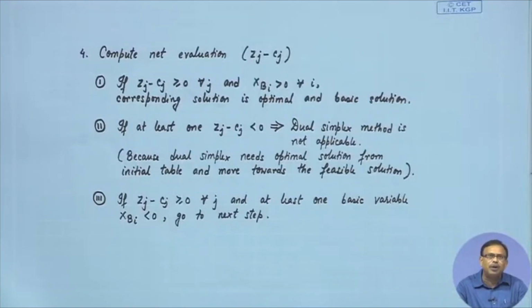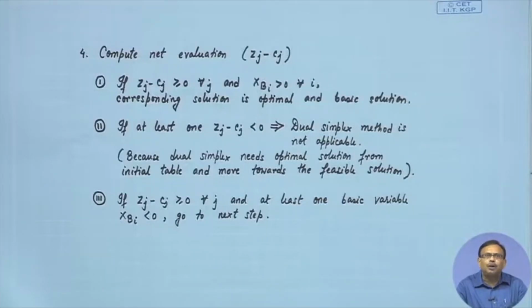Here basically 3 different cases may occur. Number 1, if zj minus cj is greater than or equal to 0 for all j, and xBi, that is, all the variables in the basis, are greater than or equal to 0, for all i, then the corresponding solution is the optimal basic solution. This is the optimal solution. So, if zj minus cj is greater than or equal to 0 and xBi is greater than or equal to 0, in that case whatever solution you have obtained is the optimal solution, and it has satisfied the feasibility condition.